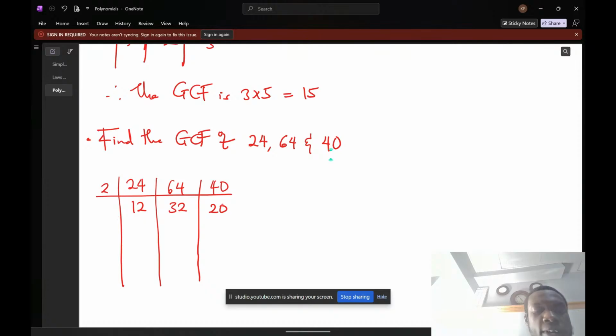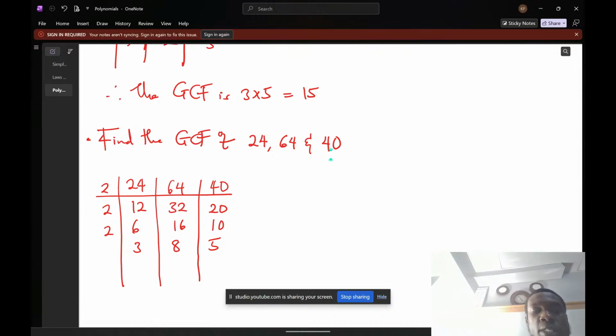So 2 can still divide all these 3 again. 12 divided by 2 will give us 6. 32 divided by 2 will give us 16. 20 divided by 2 will give us 10. So let's divide by 2 again. 6 divided by 2 will give us 3. 16 divided by 2 will give us 8. 10 divided by 2 will give us 5. So now we have 3, 8, 5.